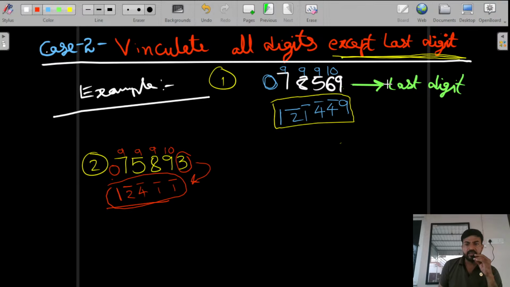Here we vinculated only a few digits, all digits except the last digit, like this. So when nothing is specified, we vinculate higher digits only. That is clear. But if there is any specification like this, vinculate all digits except last digit, you have to follow that specification.